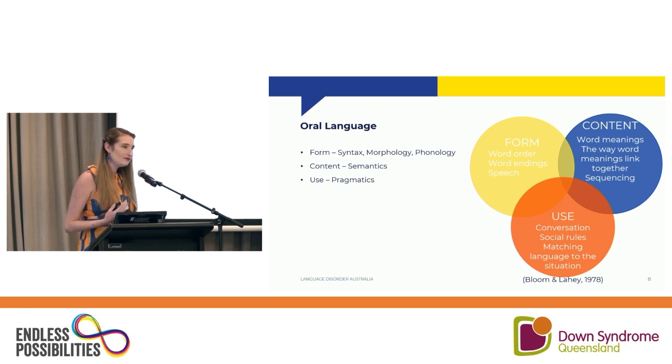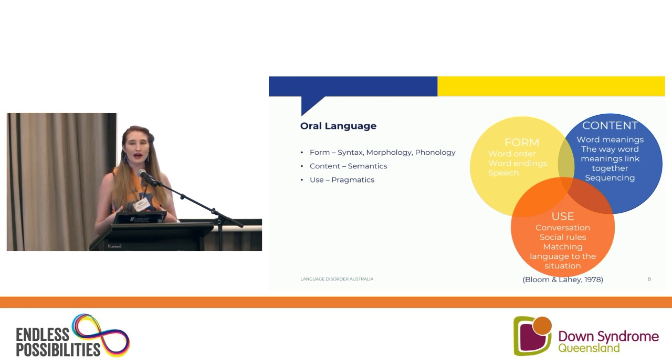Now, starting with form, that's the part of language where we're using our grammar skills. So thinking about things like syntax, your word order in a sentence, that sentence structure. If I say the sentence, the dog jumped over the cat, versus the cat jumped over the dog, I'm using the exact same words each time. My vocab isn't changing, but that syntax, that word order, is changing the meaning of the sentence. So that comes under that area of form.